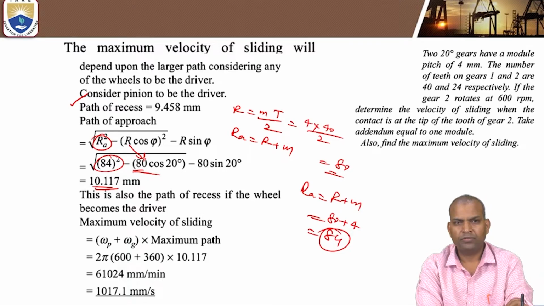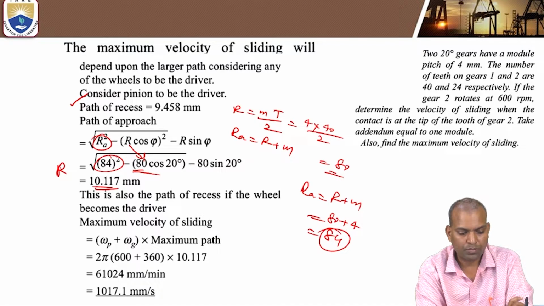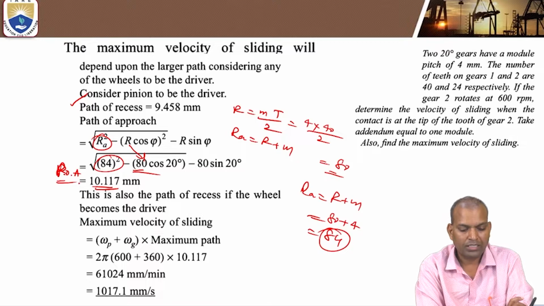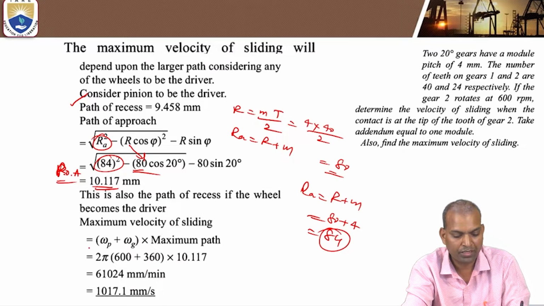The pressure angle we observed here is 20 degrees. After substituting all the known values in this formula, the observed value of the path of approach is 10.117 millimeters. Alright. Now, what is the maximum velocity of sliding? The velocity of sliding is omega p plus omega g times the maximum path of approach.